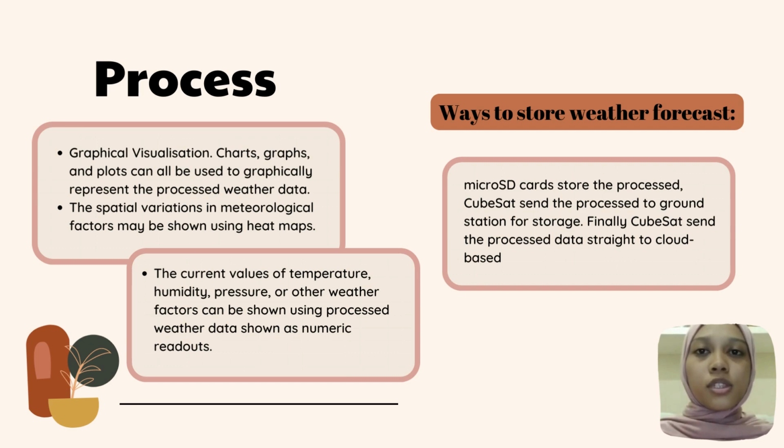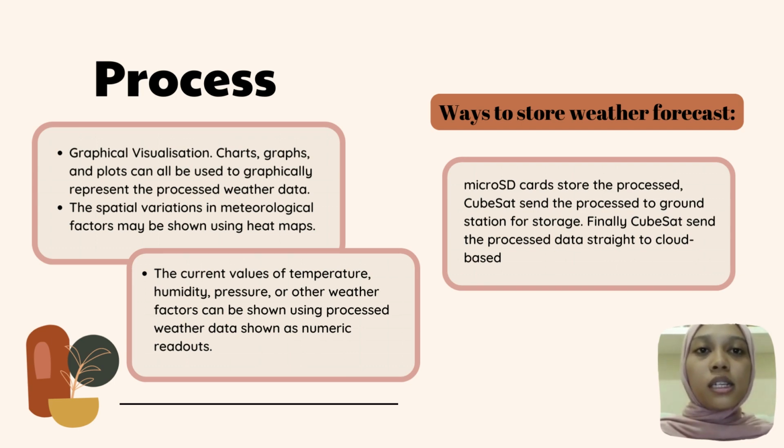Second, the current values of temperature, humidity, pressure, or other weather factors can be shown using processed weather data. It is shown as numeric readouts. Small LCD panels, LED displays, text-based information on computer screens, and mobile applications may all display these readouts. Thirdly, the spatial variations in meteorological factors may be shown using heat maps. A heat map might, for instance, display temperature fluctuation over a region or highlight places with heavy precipitation. On computer displays or on mobile devices, heat maps show weather trends visually.